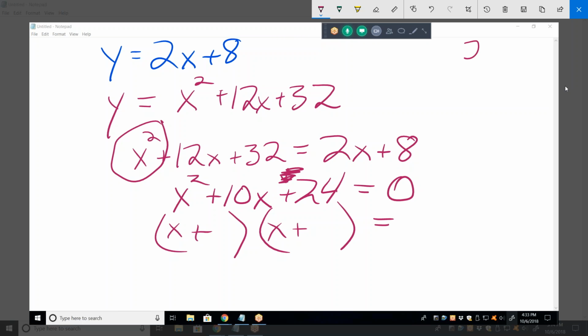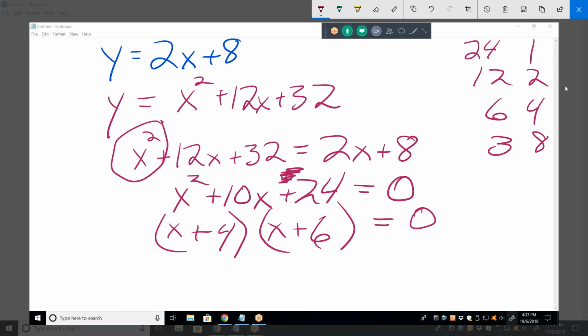If you don't know right off the get-go, then factor it. Oh, it's 4 and 6. Yeah, 4 and 6. Those are factors that add to 10. So what are my two answers? x equals -6 and x equals -4.